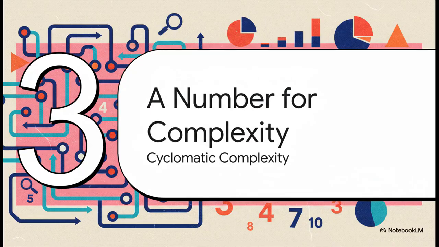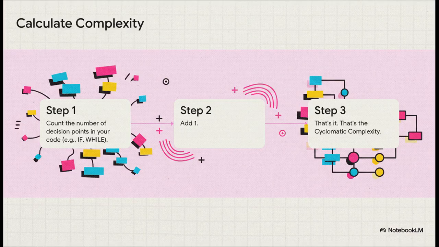Okay, so here's the cool part. Once you have a map, you can start to measure it. And this is where McCabe introduces his big idea, a single powerful number to actually quantify the complexity you're seeing in these graphs. It's called cyclomatic complexity. Now, I know the name sounds kind of intimidating, right? Cyclomatic complexity. But the basic way to calculate it is unbelievably simple. Seriously, you just count the number of decision points in your code, your ifs, your whiles, and then you add 1. That's it. And why add 1?